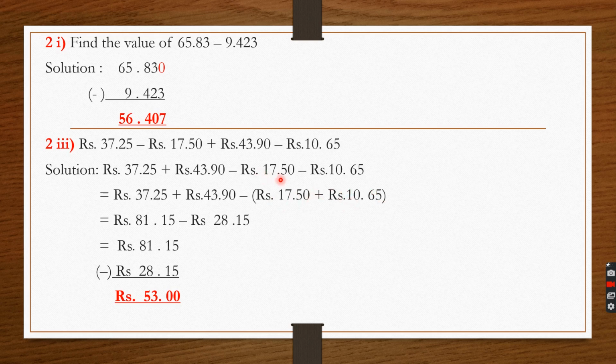Instead of subtracting each number, we can subtract together. When you add these 2 numbers, we are getting 81.15 minus 28.15. When you subtract, you are getting it as rupees 53.00.